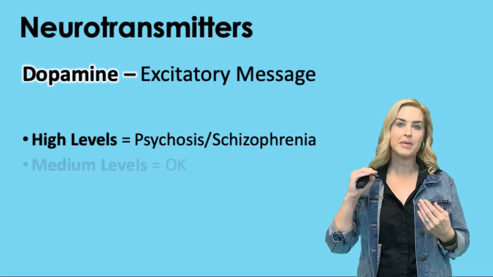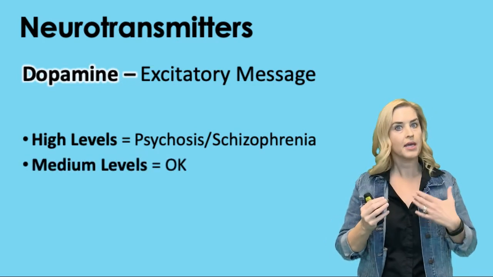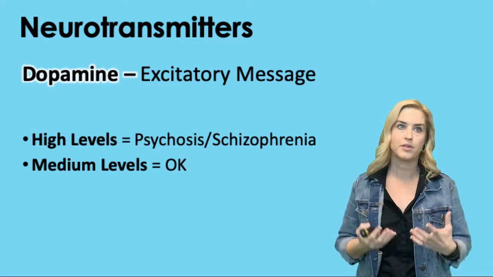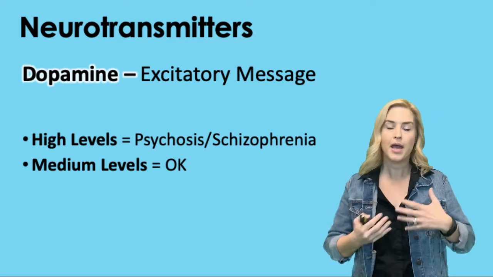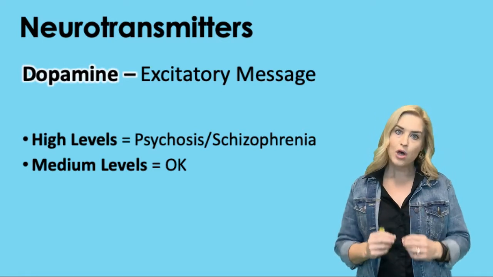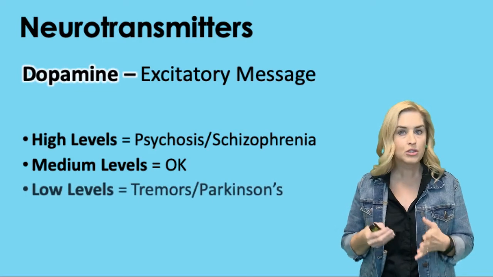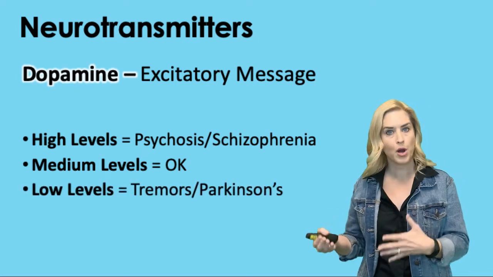We typically want medium levels of dopamine in our system. This allows us to function normally, it allows us to move our muscles voluntarily, our thoughts are clear, and our emotional state is pretty stable. When we have low levels of dopamine in our system, this can cause muscle tremors, much like you see in individuals who have Parkinson's.